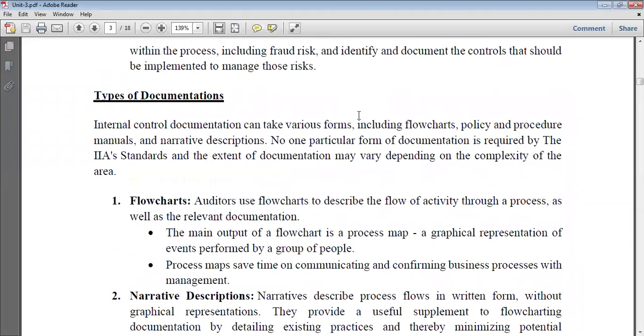Internal control documentation can take various forms. In that, I already told: flowchart, policy, procedure manual, narrative, descriptive. Basically, under the Indian auditing standards, the extent of documentation may vary depending on complexity, so it will vary from one organization to another. Why are they making the documentation? Ultimately, it is for evidence purposes.